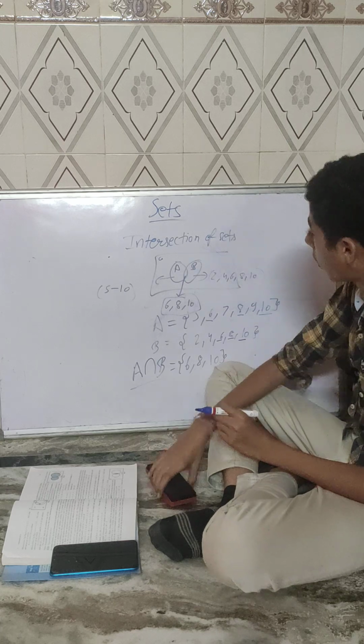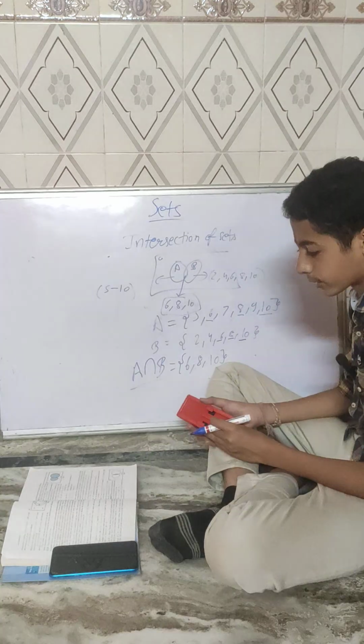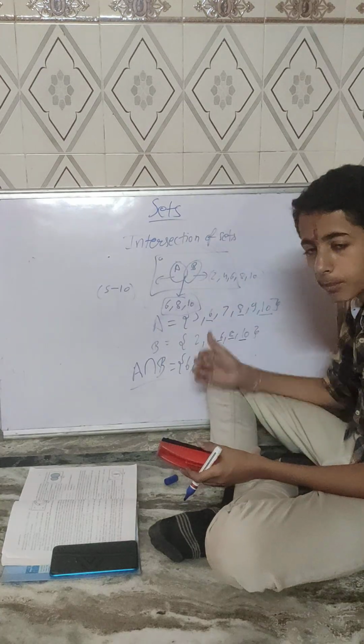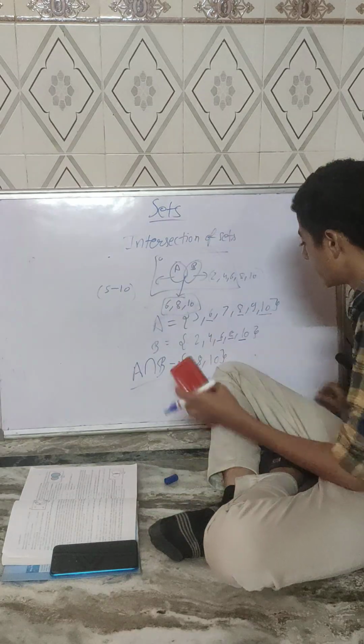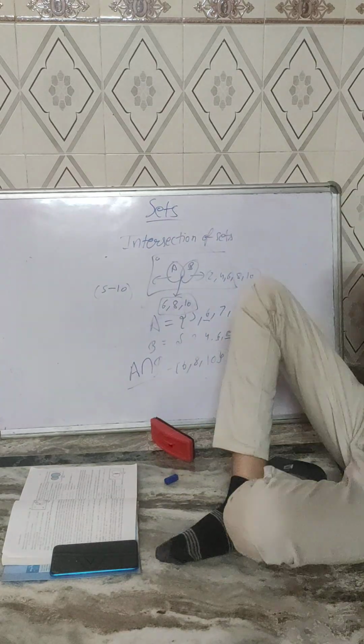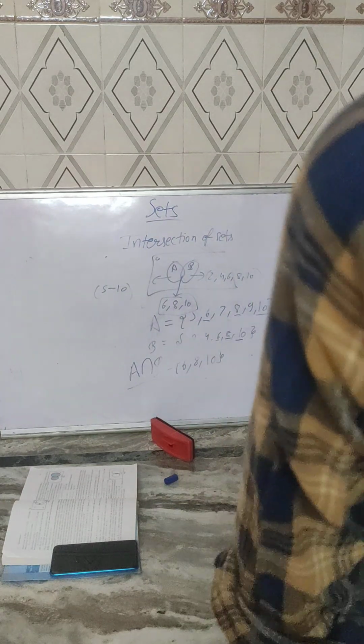So this is the whole topic of intersection of sets. Now there are some other properties of intersection of sets. I'll write them and then we'll continue.